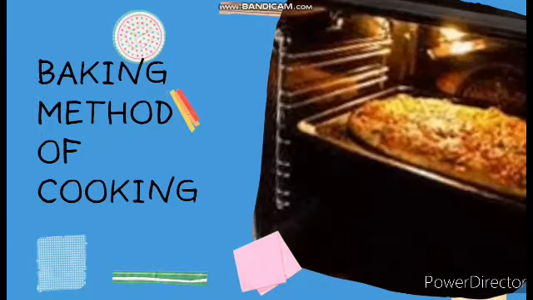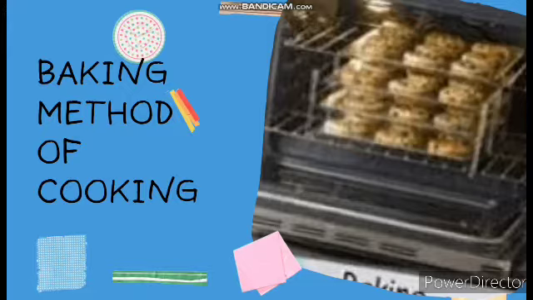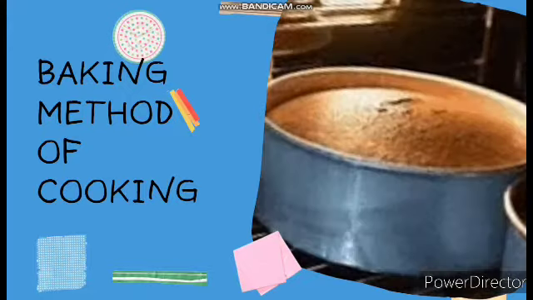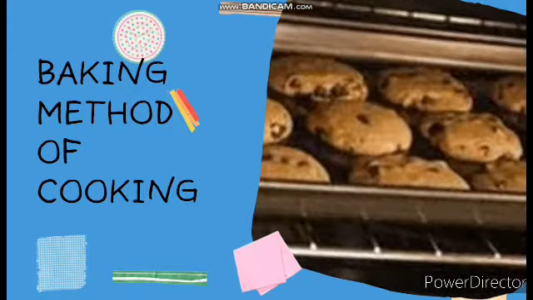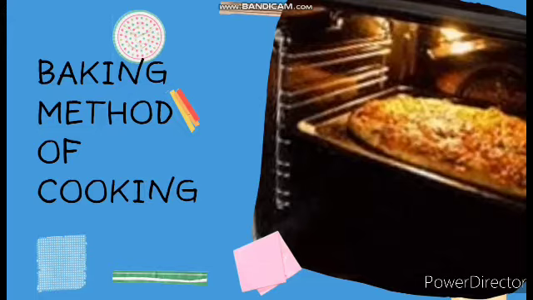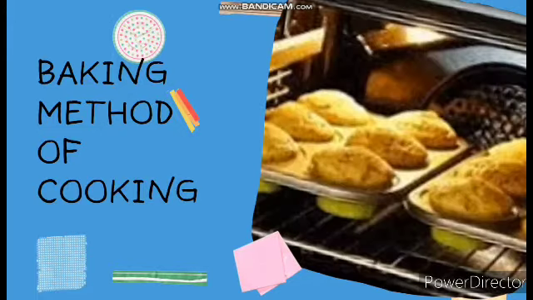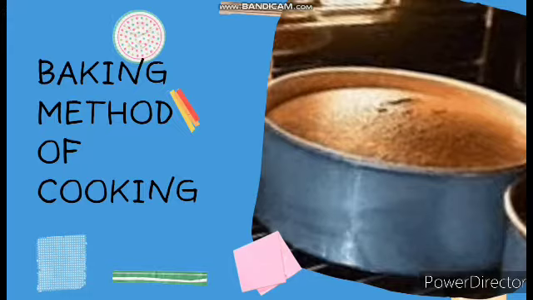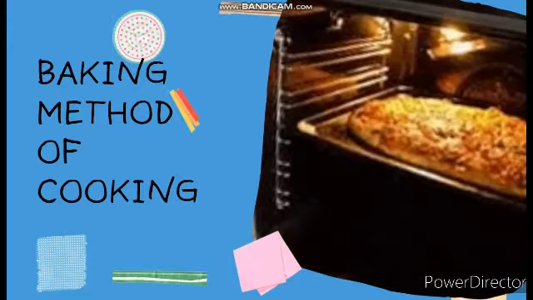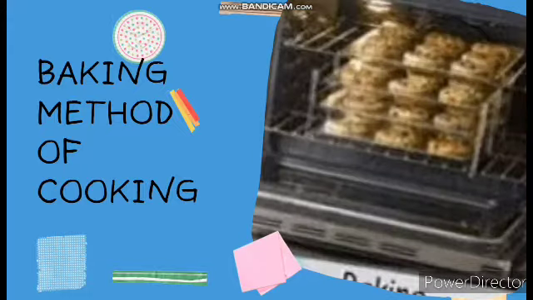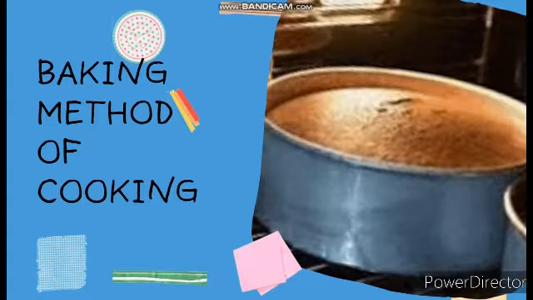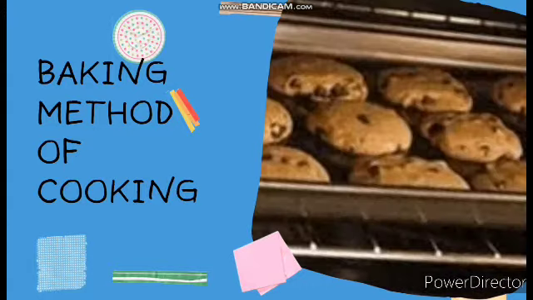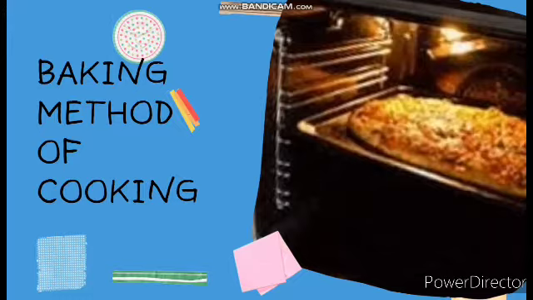Baking method of cooking. Baking is a method of cooking with dry heat. Food that can be baked includes cake, bread, biscuits, and pastry, such as sausage roll and meat pie. The oven is an enclosed space either built on its own or enclosed in a cooker. The food is prepared and placed in the oven to bake within a regulated time.